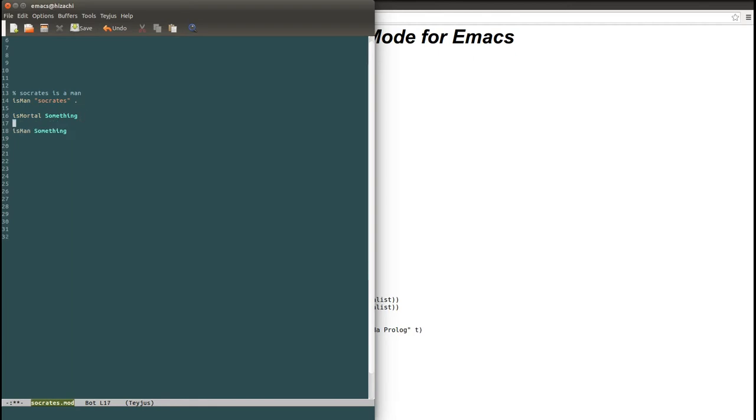In logic, you would say, let's comment this also, is man something implies is mortal something. In lambda Prolog, as in Prolog, you will write exactly that, but in reverse. So instead of saying if is man something, then is mortal something, we will write is mortal something, if is man something, and also finish with a dot. This creates the rule that says if you want to prove that something is mortal, it will suffice to prove that something is a man.